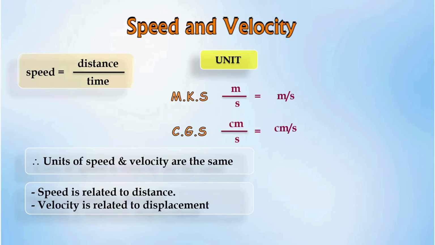Finally, remember this important difference. Speed is related to distance. Velocity is related to displacement. This is why speed is a scalar quantity, while velocity is a vector quantity.